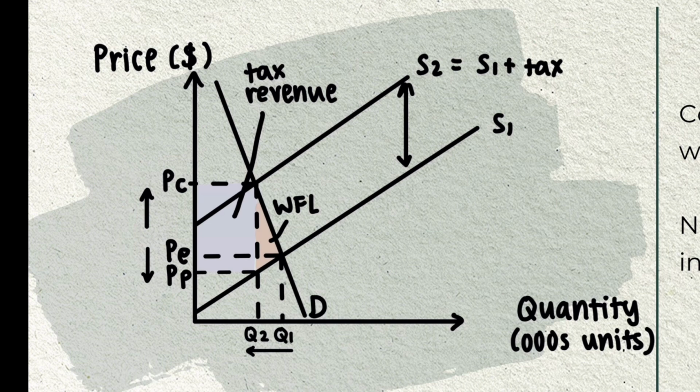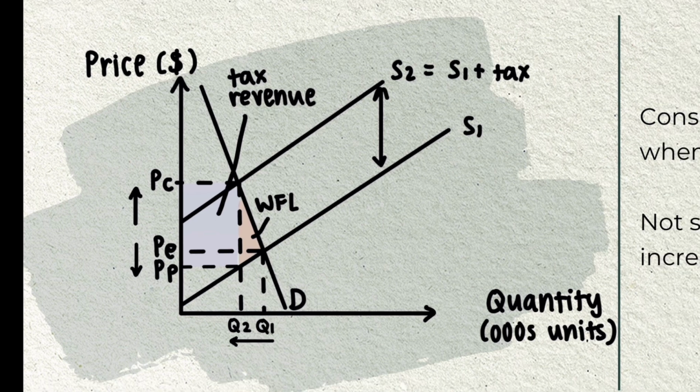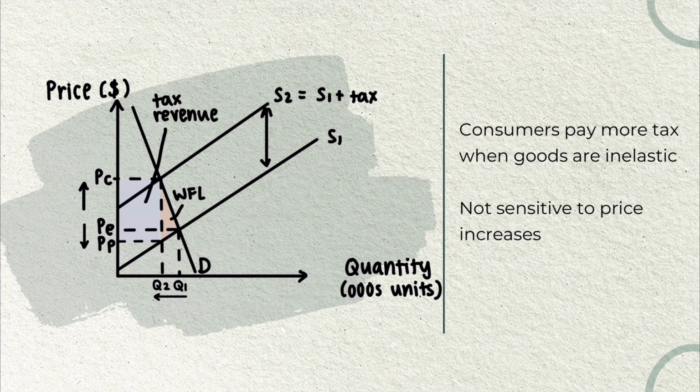You can see this on the diagram. As the hypothetical $5 tax is imposed, you can see that the tax paid by the consumer is higher compared to the producer, as the distance between PC and PE is significantly greater than the distance between PP and PE. So consumers are indeed the biggest losers when it comes to taxing an inelastic product.